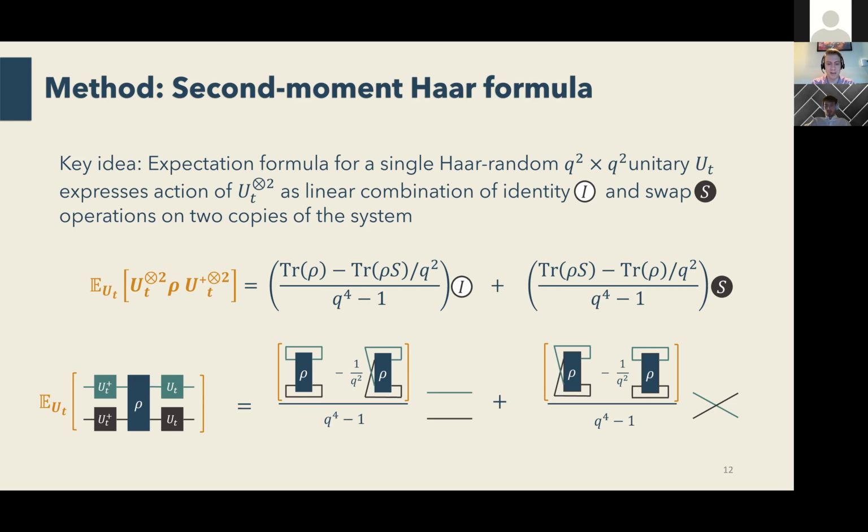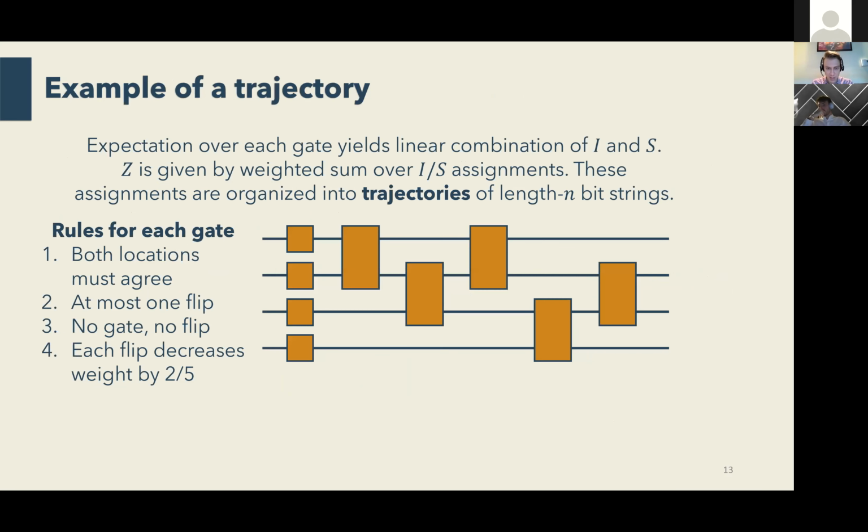And so that's nice. So what do we do? We take this circuit with all these constituent unitaries. We apply this formula to each one individually. It gives rise to 2 terms for each of the gates, and then we expand it. And we have this big sum over many terms, each of them associated with an assignment of identity or swap to each of the locations in the circuit. And we can organize these locations into what we call a trajectory. And I think this is best explained by an example. Hopefully it will make sense once I go through this example.